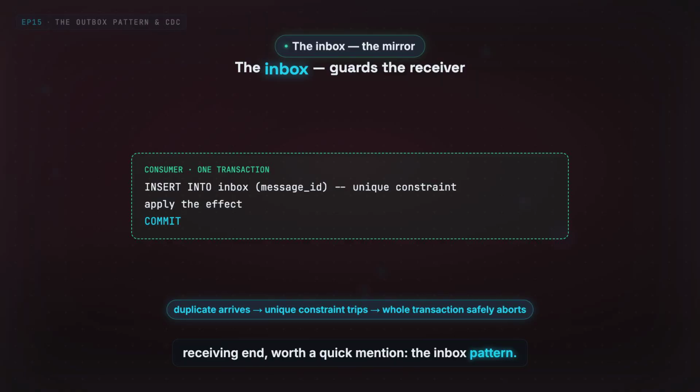There's a mirror image pattern on the receiving end worth a quick mention. The inbox pattern. Just like the Outbox protects the sender, the inbox protects the receiver. The consumer records the processed message's ID in an inbox table in the same transaction as the effect. If a duplicate arrives, the unique constraint trips and the whole transaction safely aborts. That makes your idempotent consumer atomic even when the effect is a local database write.